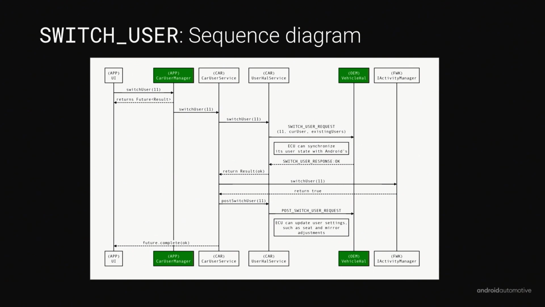So you're going to have a UI, like a settings, that's going to call Car User Manager. And these new APIs are going to be async, meaning they're going to ask the car manager to switch user, and later they will get the result. Then this call goes all the way through the HAL, where we send a switch user request, and then HAL has to respond with the status. Let's say they say, okay, the user can be switched. And at that point, we're going to call Activity Manager. And once Activity Manager returns, then we send the post switch request to user HAL. And at that point, HAL can call the ECUs that change seats and mirrors, etc.